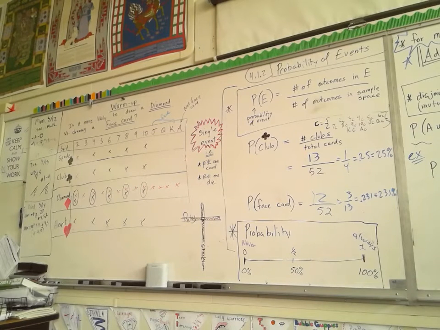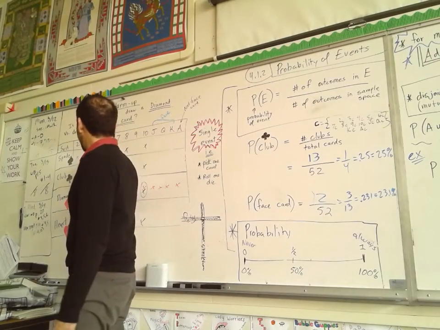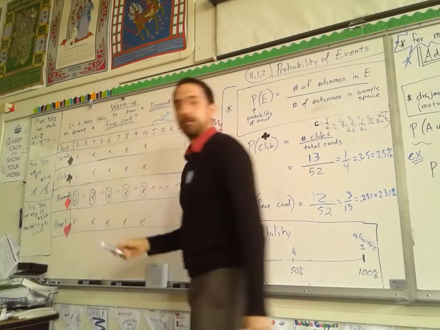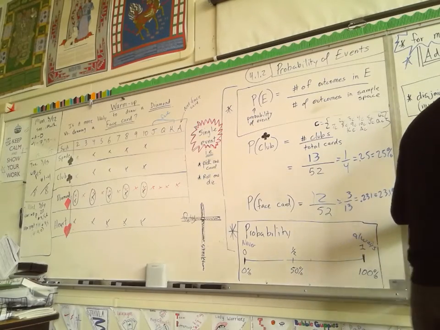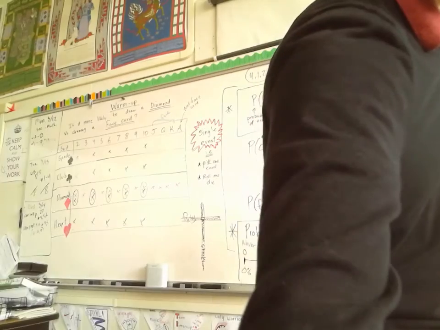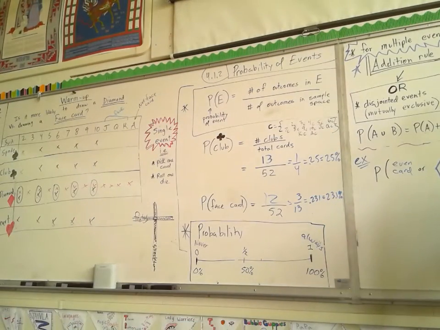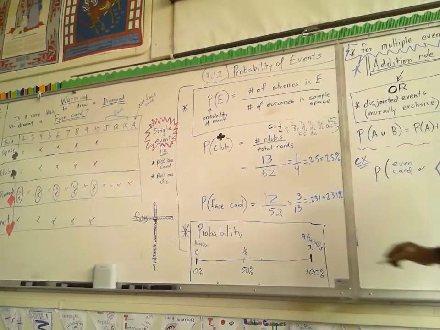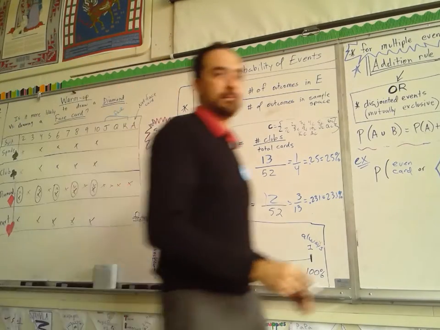What is the probability of drawing an even card? How many do we have? 5 times 4, so we had 20. We had 20 out of 52. All right. What is the probability of drawing a diamond? How many do we have? 13. 13 out of 52.